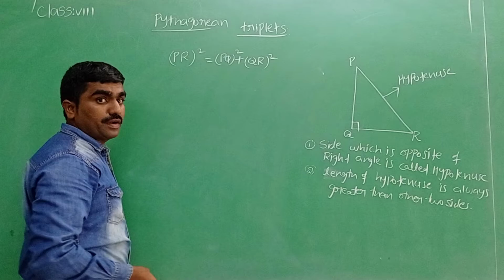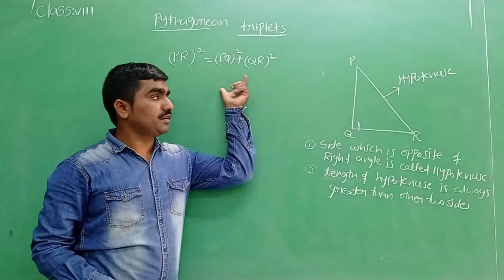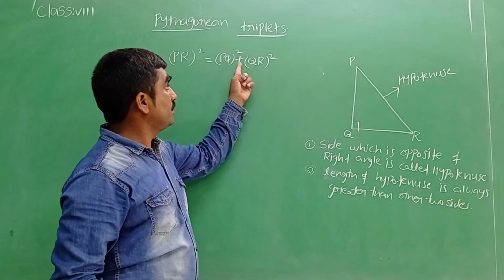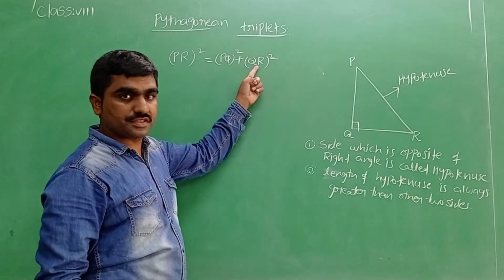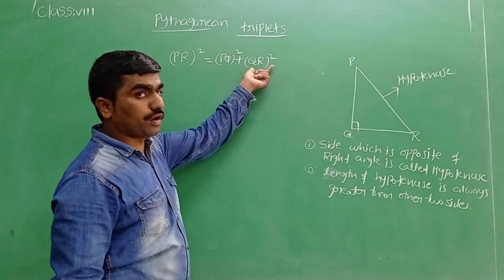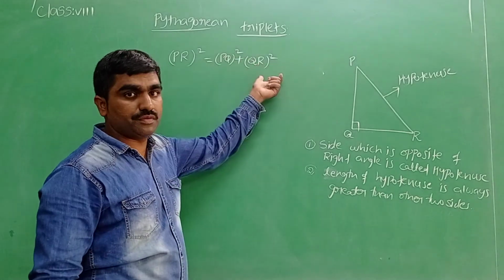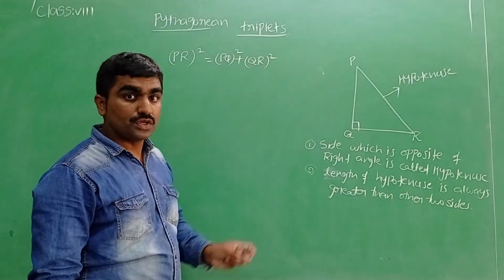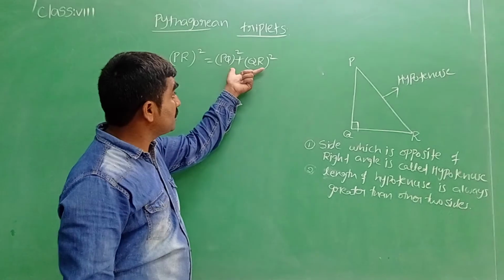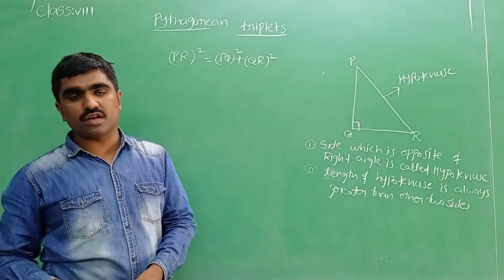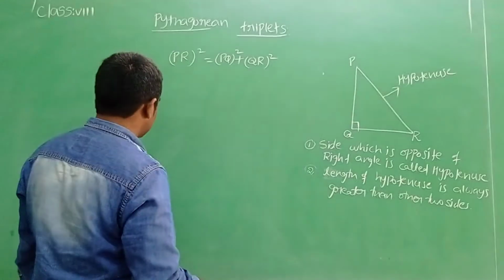What is the meaning of this statement? It is called the Pythagoras property. Hypotenuse square is equal to the sum of squares of the other two sides. Among the other two sides, you can write PQ first and then QR, or QR first and then PQ, that is your wish. But the hypotenuse you take outside. So three numbers which satisfy this condition are called Pythagorean triplets.